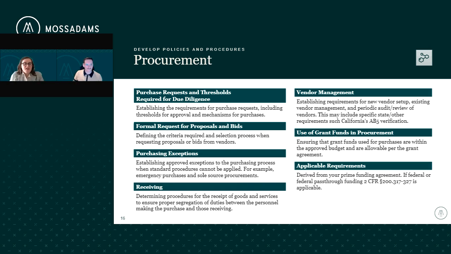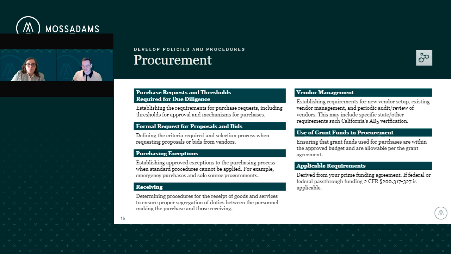All right, and then procurement policies and procedures. This one's a bit of a wordy slide, so I'll try and do a bit of an abbreviated version. I would say procurement policies and procedures are probably the number one policy and procedure that organizations are lacking, particularly smaller organizations.